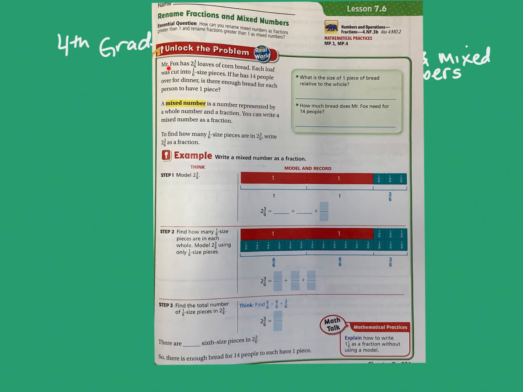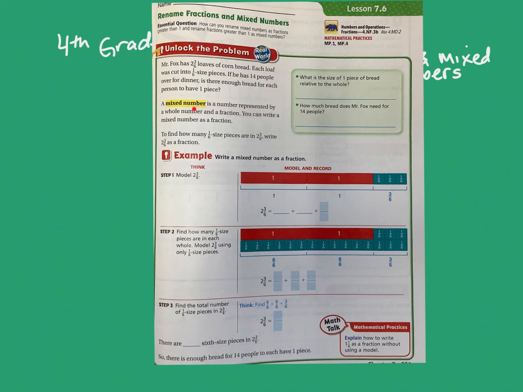Unlock the problem. Mr. Fox has 2 and 3/6 loaves of cornbread. Each loaf was cut into 1/6 size pieces. If he has 14 people over for dinner, is there enough bread for each person to have one piece?